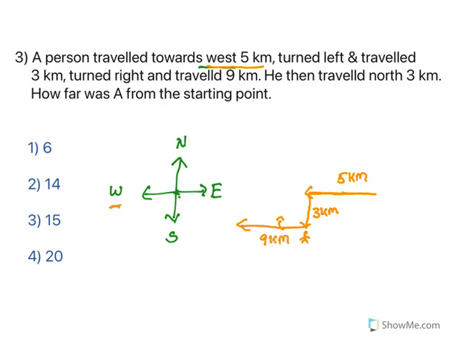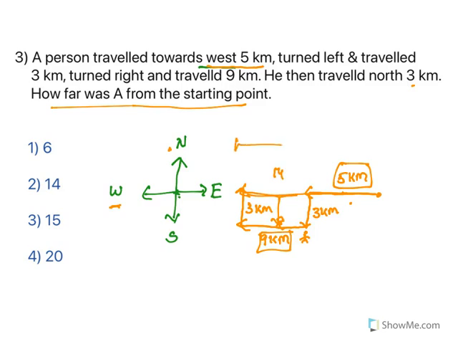Then he traveled north. North means top wise. Again, you need to go 3 kilometers. Now, how far was he from the starting point? This is the starting point, and this is the ending point. Now look at this. This distance is 9 kilometers, and this distance is 5 kilometers. 9 plus 5, 14 kilometers. Totally this distance is 14 kilometers.